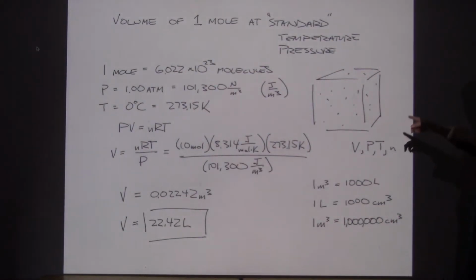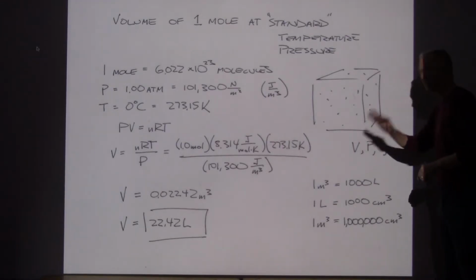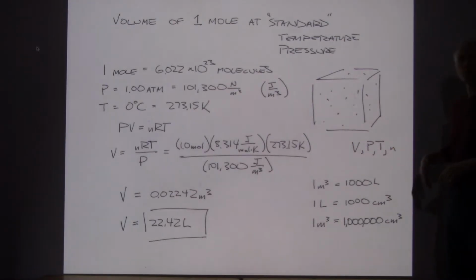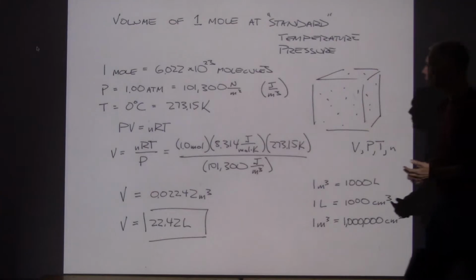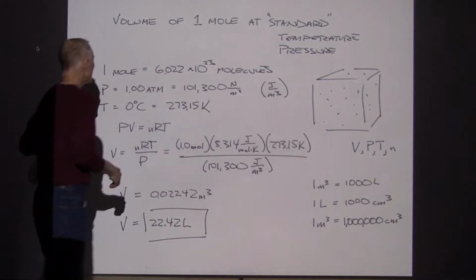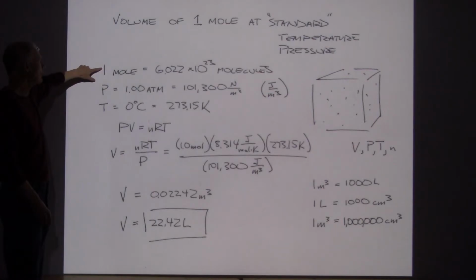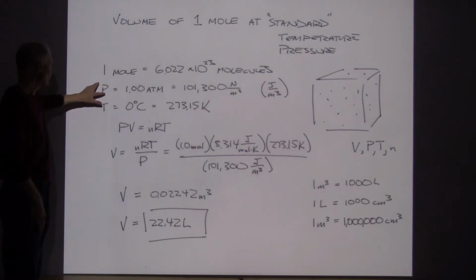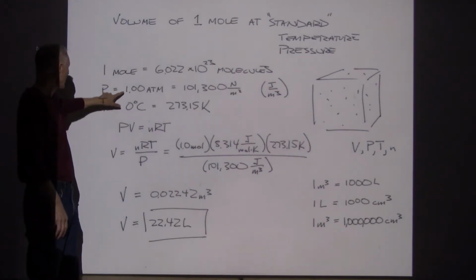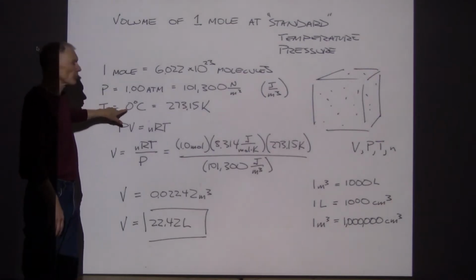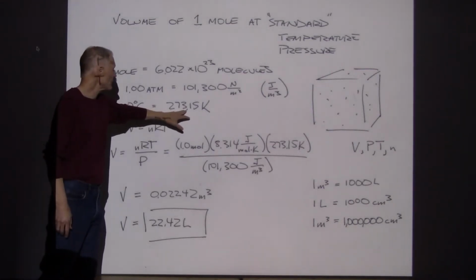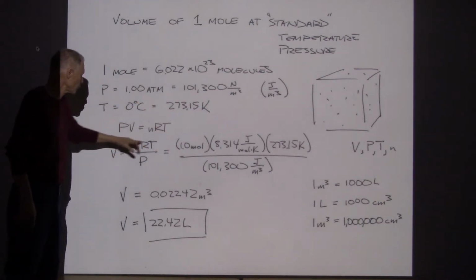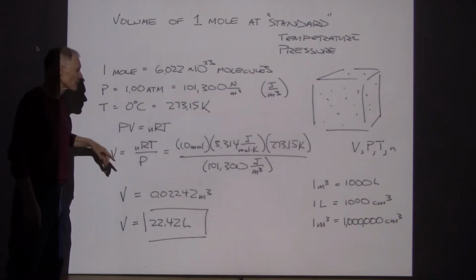So here's our collection of gas molecules. Again, to describe this collection of gas molecules, I need 4 quantities: volume, pressure, temperature, and number of moles, or number of molecules. All right, so they're telling us to take 1 mole, which is 6.022 times 10 to the 23rd molecules, and then standard pressure. Standard temperature they're saying is 0 Celsius, so that's going to be 273.15 kelvins. And what I'm doing is taking the ideal gas formula and solving for volume. That's what they wanted us to do.